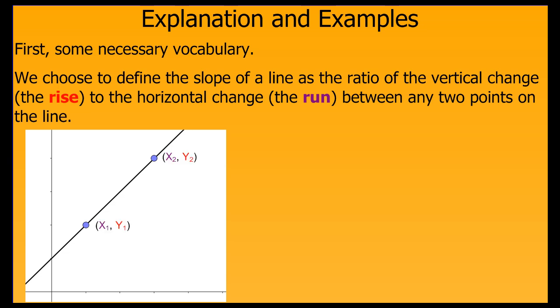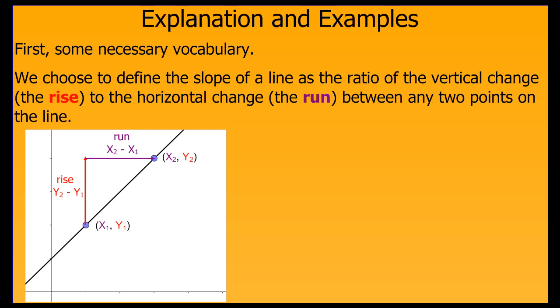If we look at these 2 points on the line, they have coordinates x1, y1 and x2, y2. We use the variables instead of actual numbers because we're talking about the general case of a line, not a specific line with specific points. Well, the rise for this line, how much vertical change there is, is going to be the difference between y2 and y1, the 2 y coordinates of the points on this line.